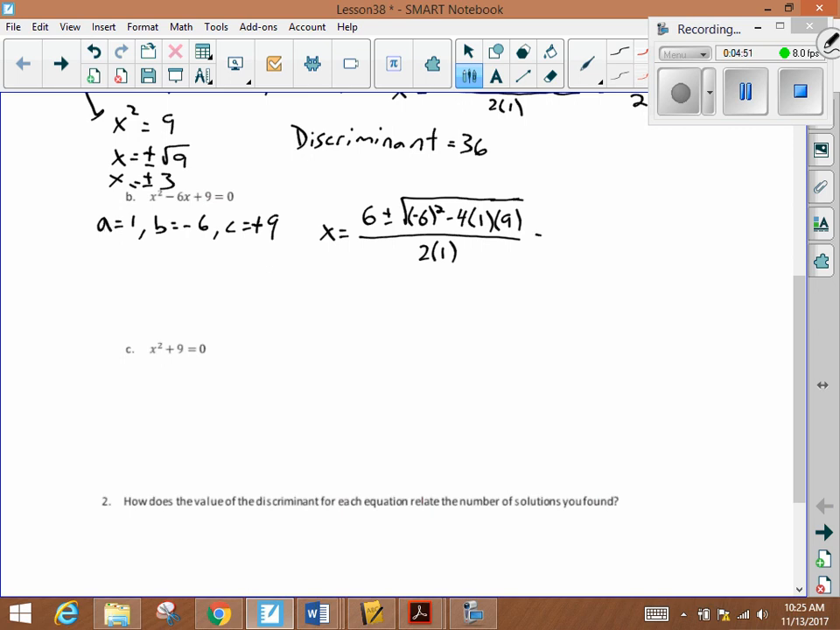So that's equal to 6 plus or minus the square root of 36 minus 36, over 2. So our discriminant then is going to be 0. 6 plus or minus the square root of 0, divided by 2. That's crazy. So the 0 goes away, so I have 6.